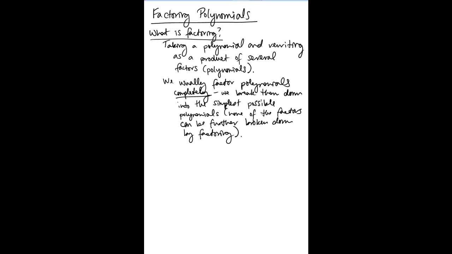Let's look at a few examples just to get a brief idea. We can look at this with numbers. This is like factoring numbers into a product of prime numbers, for example. The idea is we're taking one composite thing and we're rewriting it as a product of the simplest forms that we possibly can.